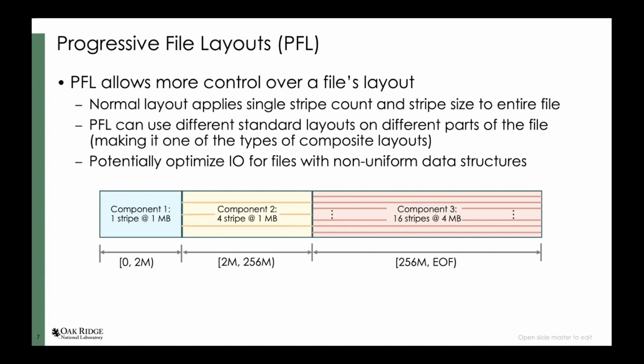This diagram shows an example of how you might set up a PFL file, where the first component covers the span from 0 to 2 megabytes, and you could set it up to have stripe count 1 with the stripe size at 1 megabyte. And then from 2 to 256 megs, your file might have a stripe count of 4 and a stripe size of 1 megabyte. And then for the remainder of the file, you increase the stripe count to 16 and maybe also increase the stripe size up to 4 megabytes too.